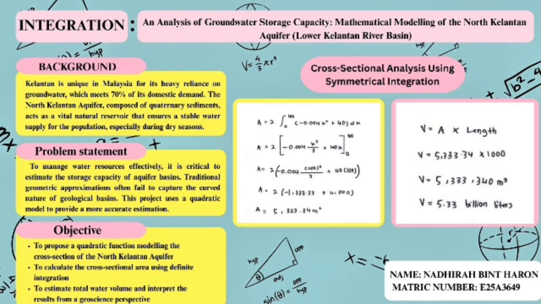Kelantan is unique in Malaysia because it relies heavily on groundwater, which meets 70% of its domestic demand. The North Kelantan aquifer is composed of quaternary sediment and acts as a vital natural reservoir, ensuring a stable water supply, especially during the dry season.